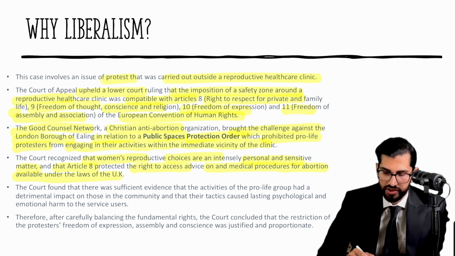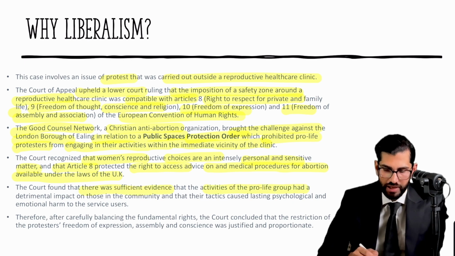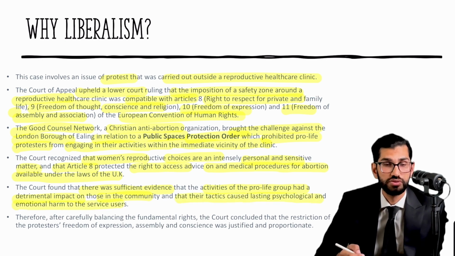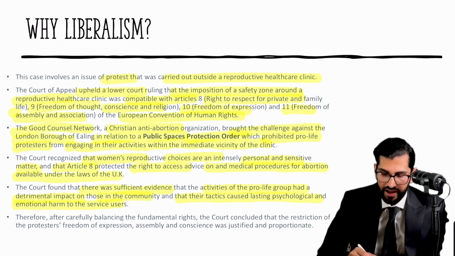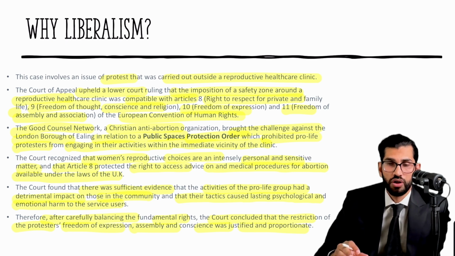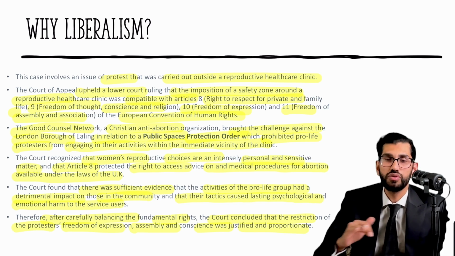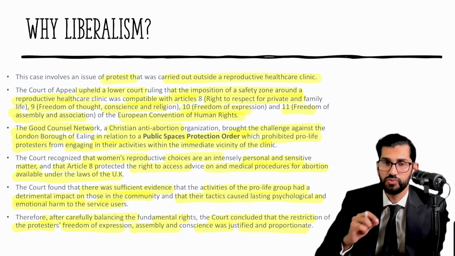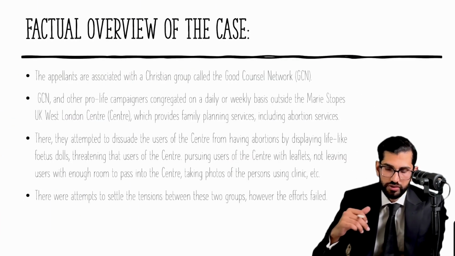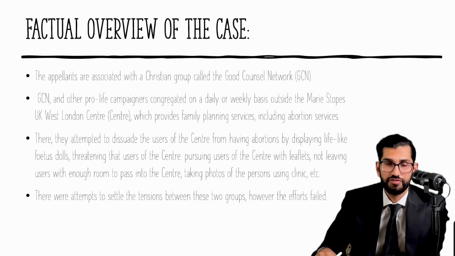The court found that there was sufficient evidence that the activities of the pro-life group had a detrimental impact on members of the community and that their tactics caused lasting psychological and emotional harm to the service users. Therefore, after carefully balancing the fundamental rights, the court concluded that the restriction of the protesters' freedom of expression, assembly, and conscience was justified and proportionate. So we just saw how the issue of balancing of rights needs to be considered by the court, and this is where I feel that liberalism comes in most handy. Now we are first going to review the factual overview of the case.